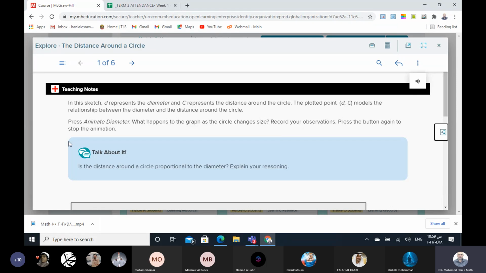Listen to me, please. In the sketch, D represents the diameter and C represents the distance around the circle, or the circumference. The plotted point DC models the relationship between the diameter and the distance around the circle.